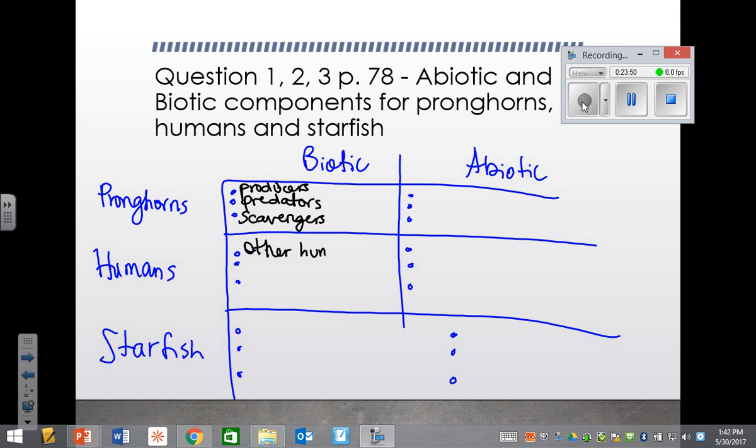Now, there's a lot of reasons other humans could affect your survival, but let's focus on the most basic one, competition for resources. If there is a limited amount of resources and there is more than one of you trying to obtain them, then things are going to go to one and probably not to the other. Now, why don't you guys tell me your other human example?